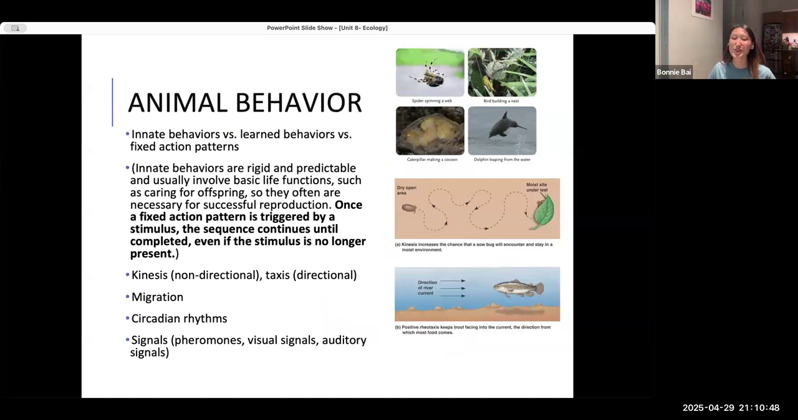Animal behavior. This is related to the animal behavior lab that we haven't done yet. We'll do it next week. These are mostly examples. It looks like taxis and kinesis is just an example. You don't need to know the wording. Let me double check on the innate behavior. And let's see, behavior. Let's see what it says. Do you need to know about behavior? Temperature regulation of the behavior.